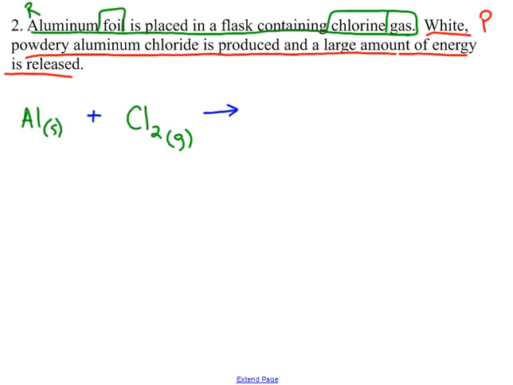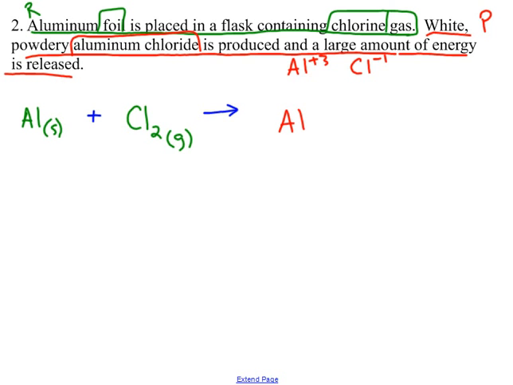It says a white powdery aluminum chloride is produced and a large amount of energy is released. So really we only have one product here, and it's the aluminum chloride. Let's start with writing that formula. Aluminum is a +3, chloride is a -1.